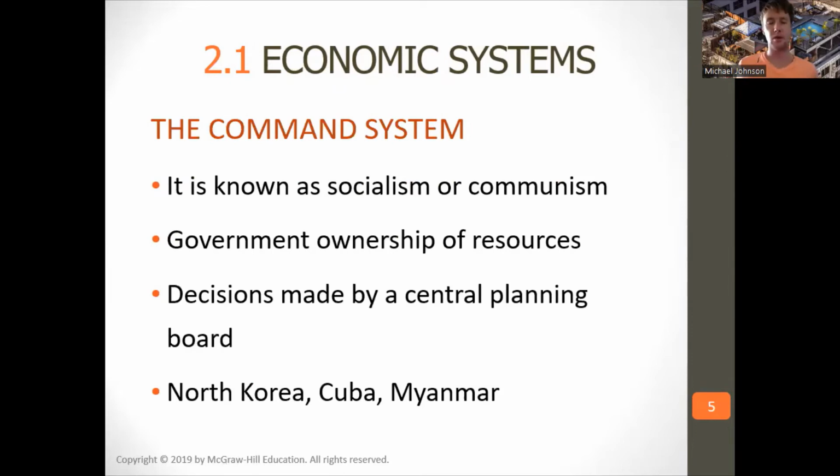A command system is when the government owns all businesses. North Korea, Cuba, and Myanmar have done that. The problem is that there is a lot of corruption with the command system. When the government owns all businesses, the government becomes very corrupt and takes from those businesses. Also, since the government owns these companies, no one else can own companies. It's only the government that owns companies.